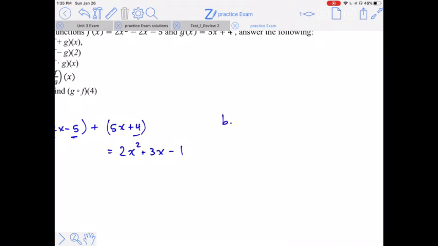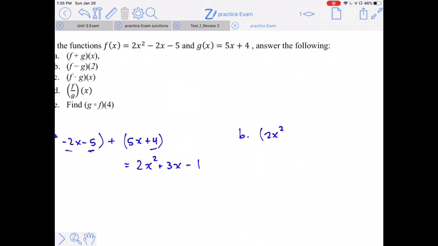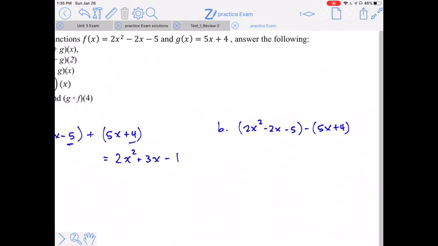For part B, we have f minus g of 2. So we can do this one of two ways. We can either find f of 2 and then subtract g of 2, or we can subtract f and g first and then plug 2 into that after it's subtracted. So 2x squared minus 2x minus 5, and then if we subtract 5x plus 4, that's going to result in 2x squared minus 7x minus 9.